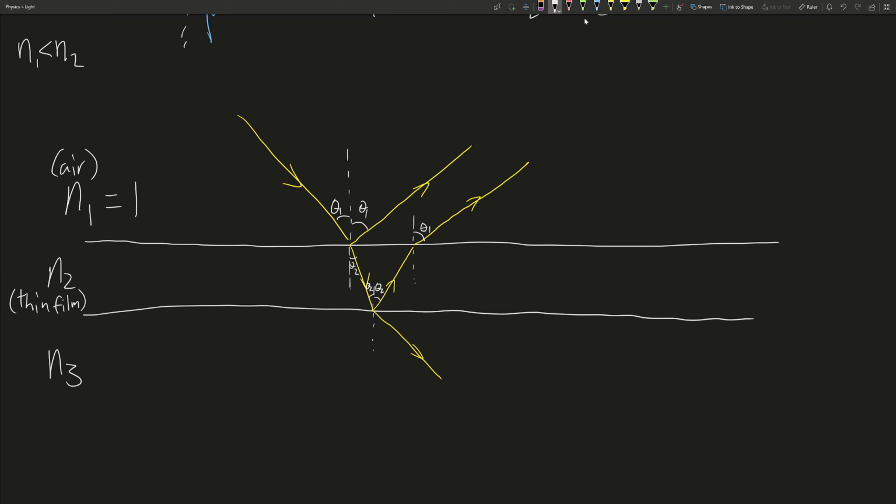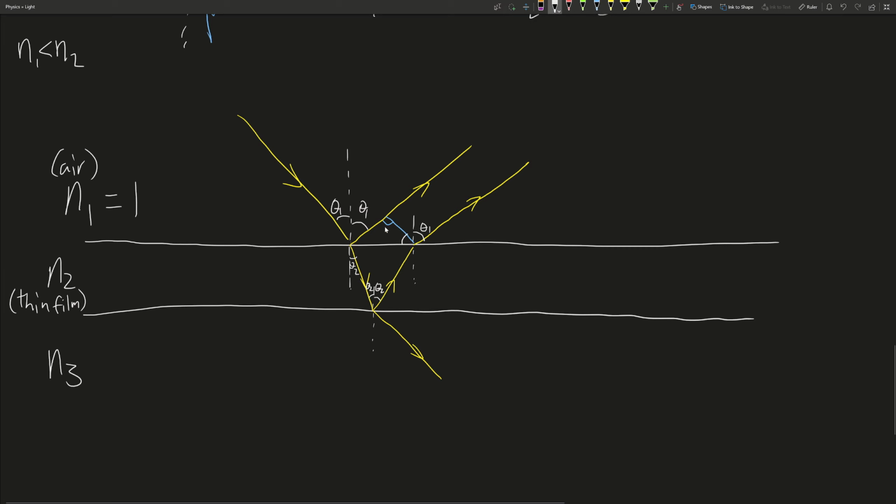And now, if we draw a line right here, this line will be important for comparing the distance that the light travels, or the difference in distance between these two rays. If we draw this line here to where it's perpendicular to the first ray, and meets where the second ray comes out, we can actually see that this angle right here is also going to be equal to theta 1.